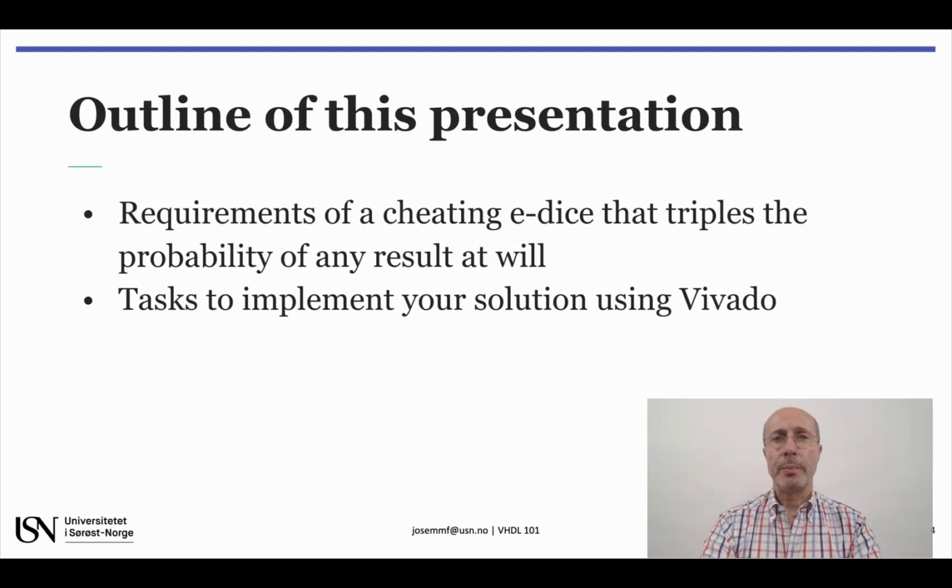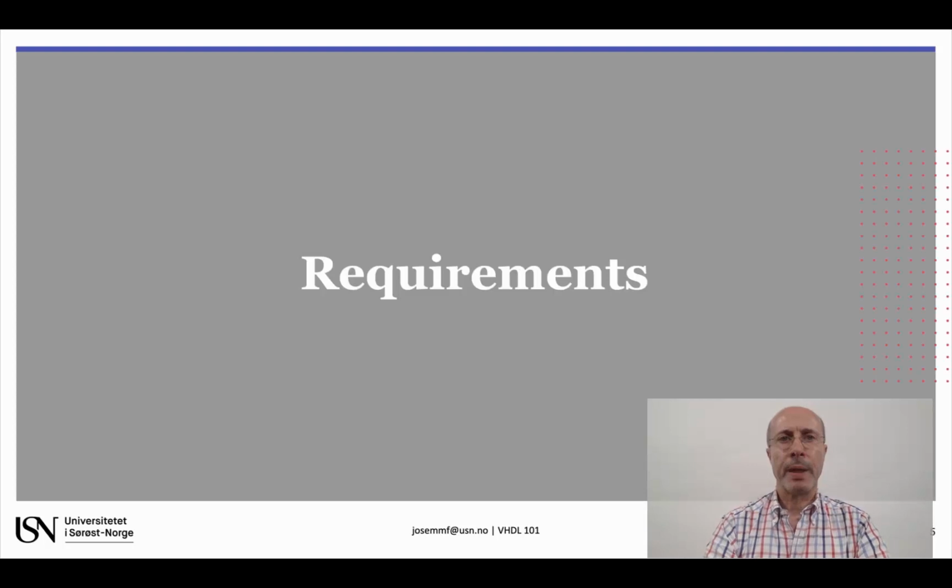The presentation comprises two parts, the first of which addresses the requirements for the e-dice. You will notice that this is a special e-dice since it supports a cheating mode whereby we can triple the probability of any one of the 6 possible results. The second part of the presentation will look into the tasks that you will have to carry out to implement your solution. Let's start with the requirements.